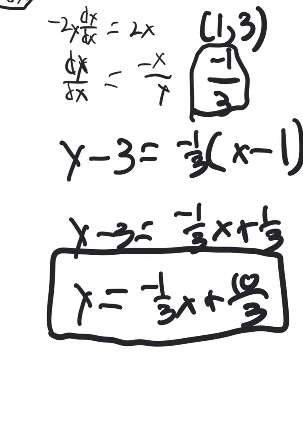Then this is the equation of our tangent line, not just the slope. This gives you exactly where it is as well as its slope.